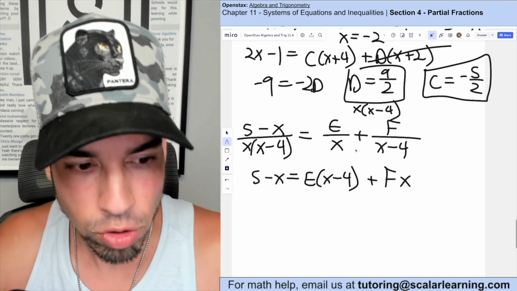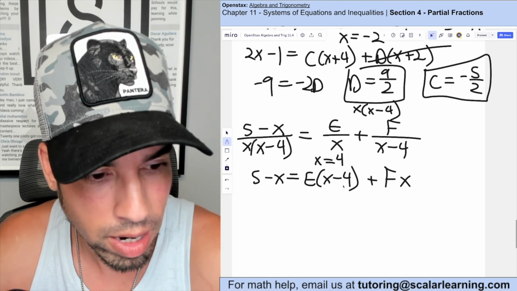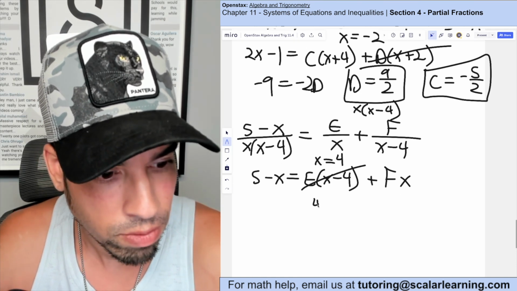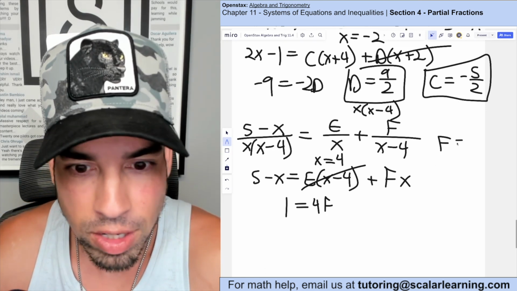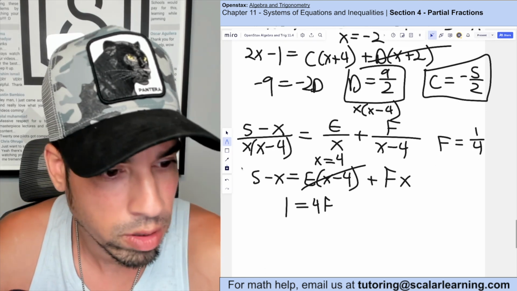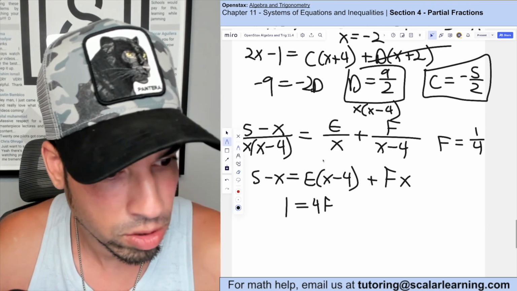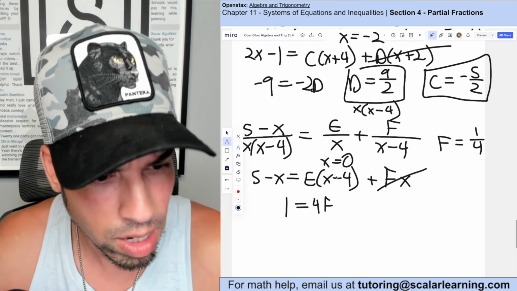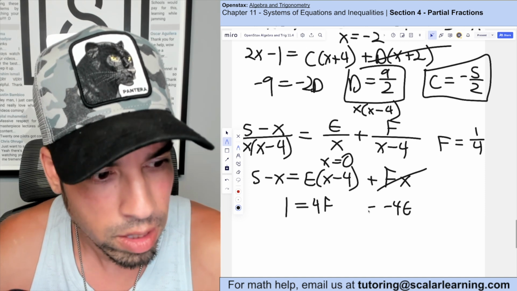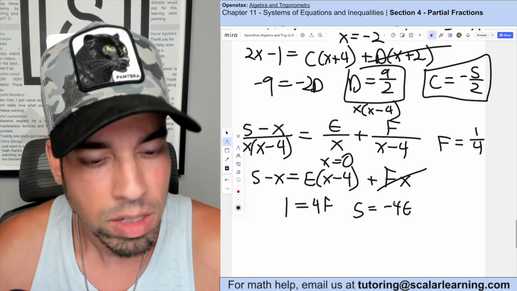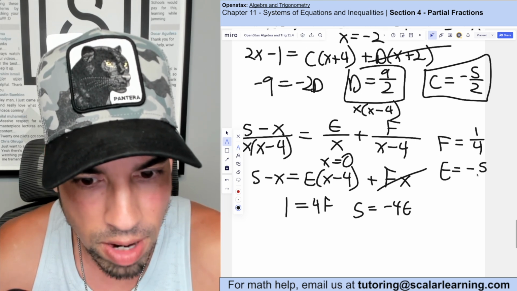Great. Now let's choose some nice values of x to solve for E and F. First, I'm going to plug in 4 for x. It's going to cancel this out. We got 4F is equal to 5 minus 4, which is 1, divided by 4, and F equals 1 over 4. Now we're going to solve for E, and to do that, I'm going to plug in 0, right? Because that's going to zero this out. 0 minus 4 is -4, so we got -4E is equal to 5 minus 0, which is 5. Divide both sides by -4, and we have E equals -5 over 4.